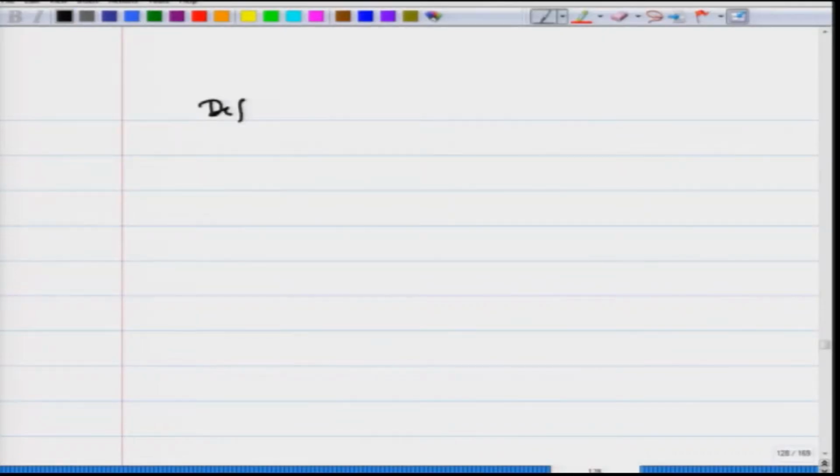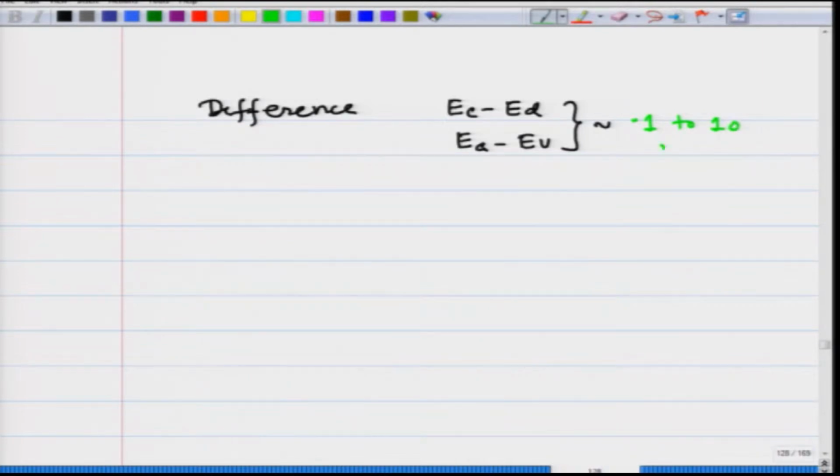In the previous lecture, we dealt with acceptor and donor levels in a semiconductor and showed that the difference E c minus E donor or E acceptor minus E v is of the order of 0.1 to 10 MeV. So, let me just show that in picture and I will make the band straight now.